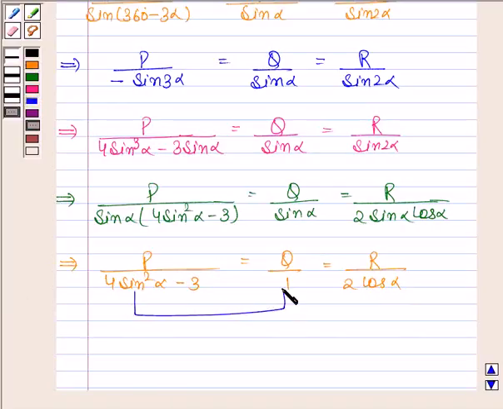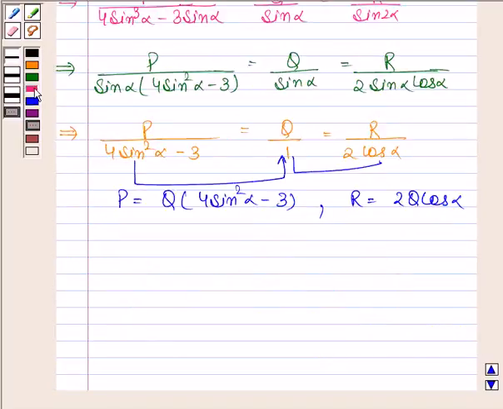Now from these two we get P equals Q into 4 sine square alpha minus 3, and from these two we get R equals 2Q cos alpha. Now we have to prove PQ is equal to Q square minus R square.